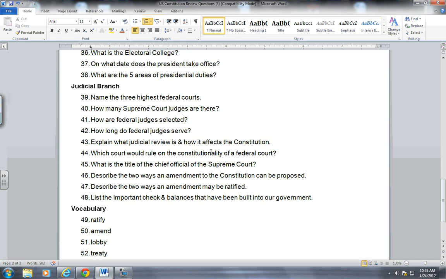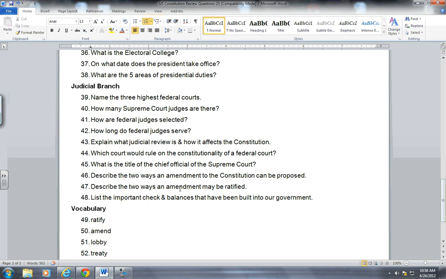46, two ways an amendment to the Constitution can be proposed. Congress may propose an amendment by a 2/3 vote in each house, or 2/3 of the states may require that Congress call a constitutional convention to consider amendments. 47, for an amendment to be ratified, 3/4 of the state legislatures approve it, or special conventions in 3/4 of the states approve it.